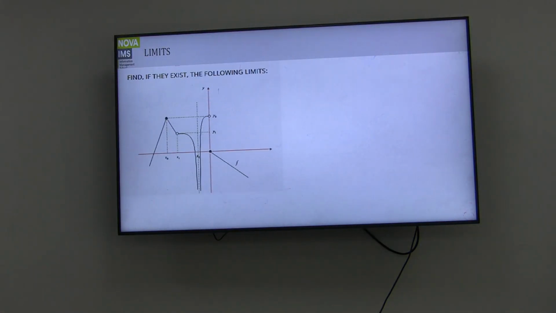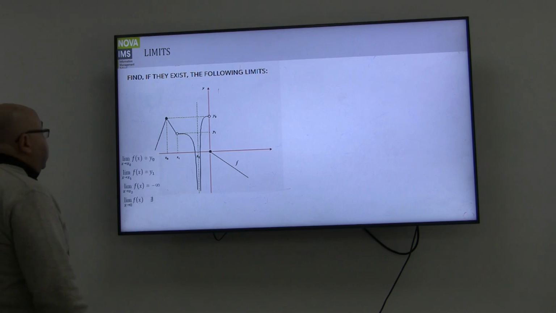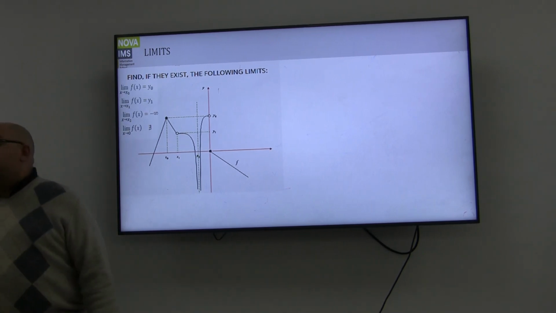Okay, let me start with this sketch for these functions, and let's discuss the following limits. I want you to focus with me for a little while.